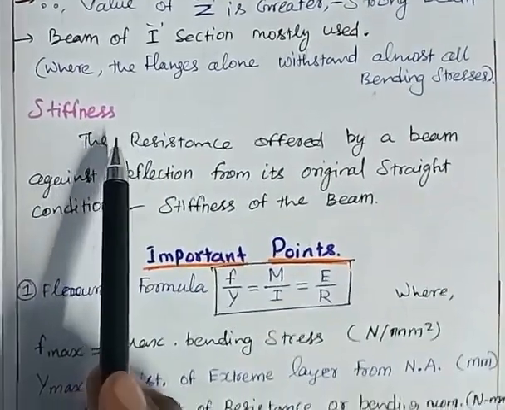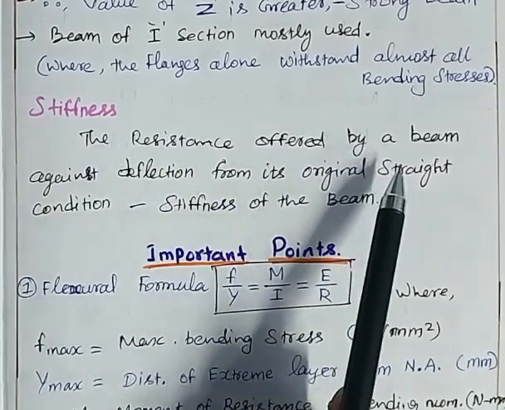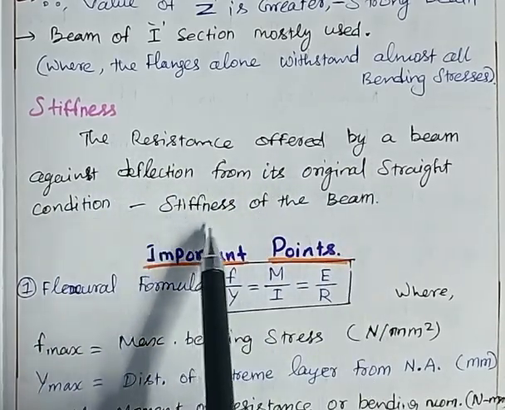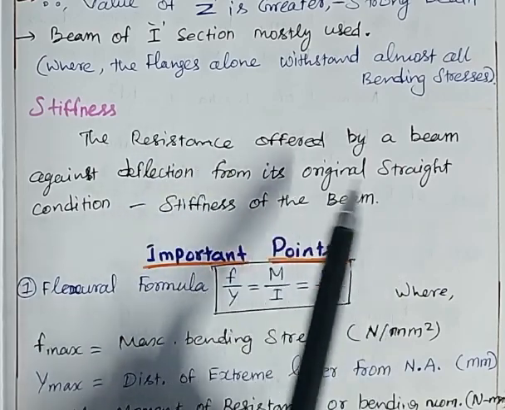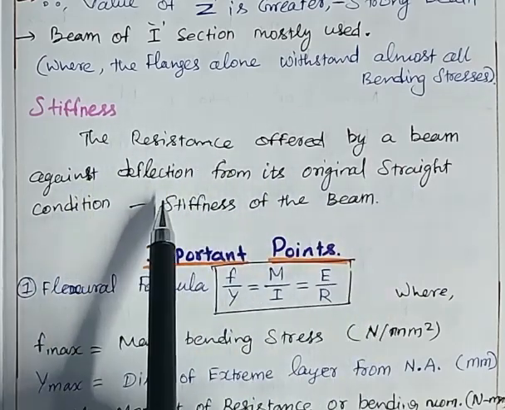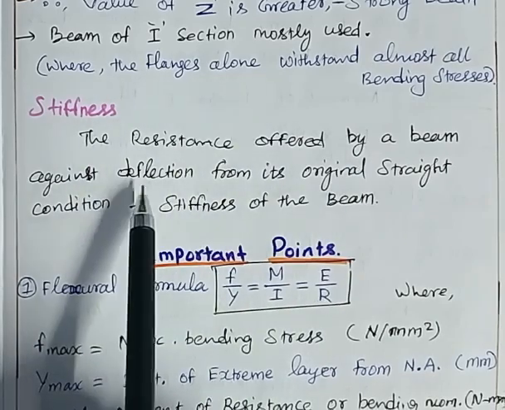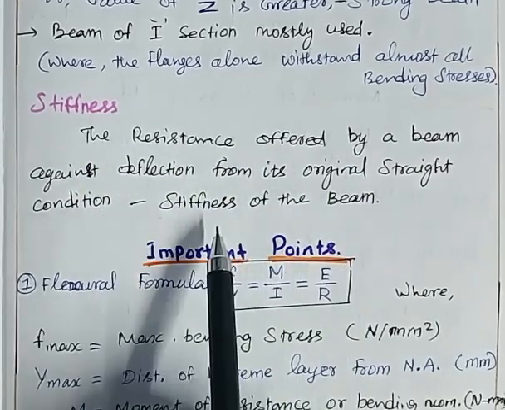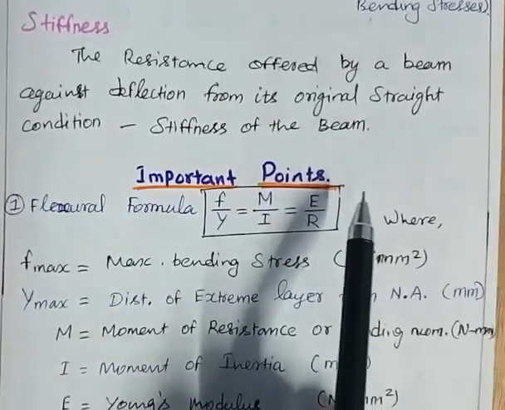Next, stiffness. The resistance offered by a beam against deflection from its original straight condition is called the stiffness of the beam.